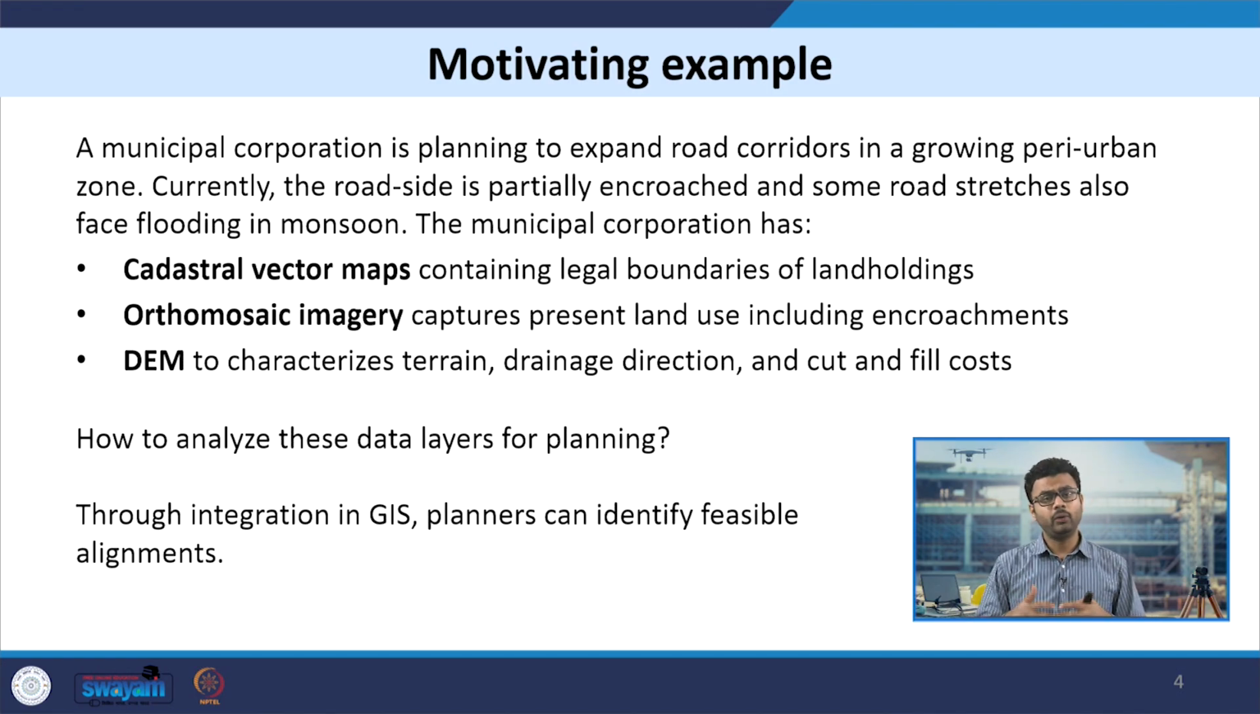However, how to analyze these data for urban planning, for planning of expansion of road corridors? So, we will learn today that through integration in GIS, planners can identify feasible alignments.